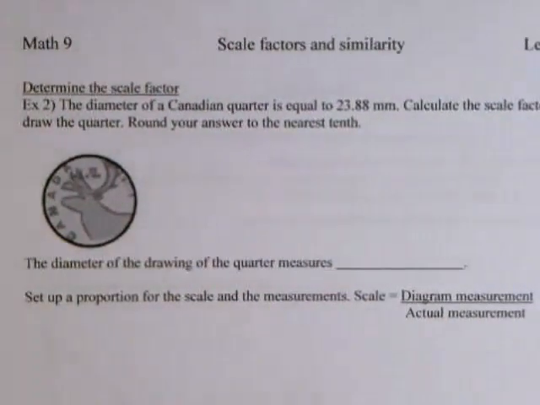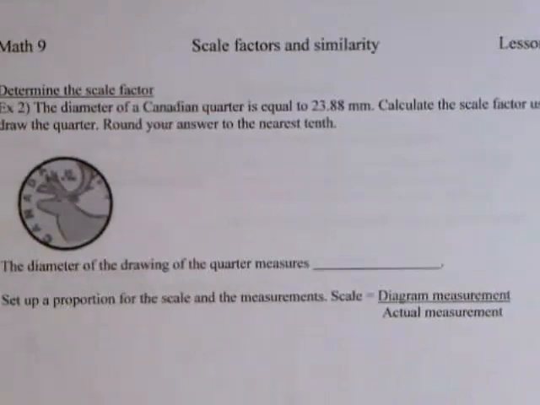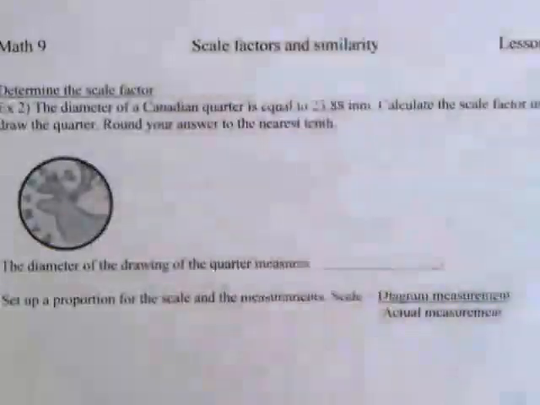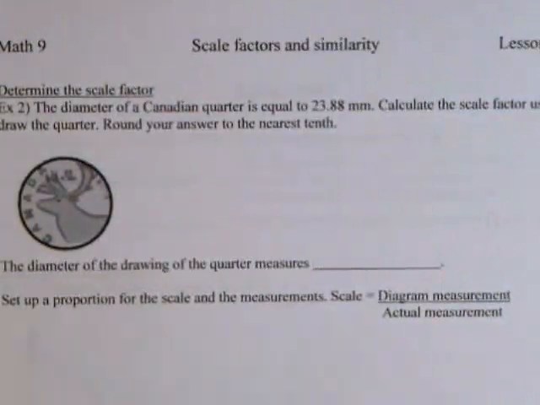We have another type of example here. This example is going to get us to determine what the scale factor actually is. It's going to be the opposite of what we just did. We knew the scale factor before, and so we tried to figure out the length of something. Now we know the length of both the diagram and the actual measurement. Therefore, we want to find the scale factor.